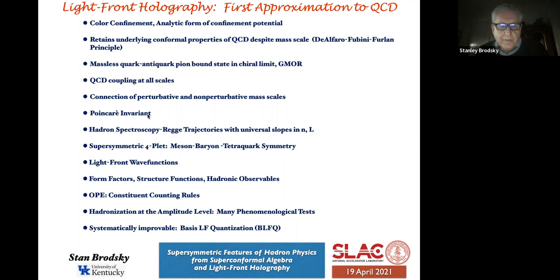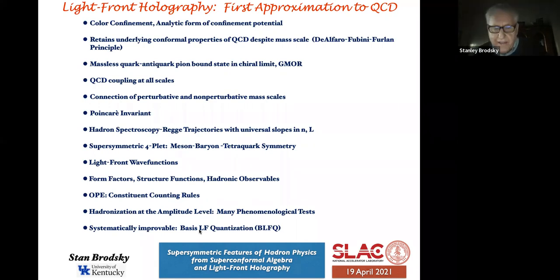Everything is Poincare invariant. You get the complete hadron spectroscopy of basically the entire hadrons, with universal slopes in n and L. You get supersymmetric multiplets: meson, baryon, tetraquarks. You get the light-front wave functions, which underlie virtually every observable: form factors, structure functions, distribution amplitudes, and so on. And you get the operator product expansion. You can use that to get the constituent counting rules. You get agreement, and you get hadronization at the amplitude level, and you can systematically improve it.